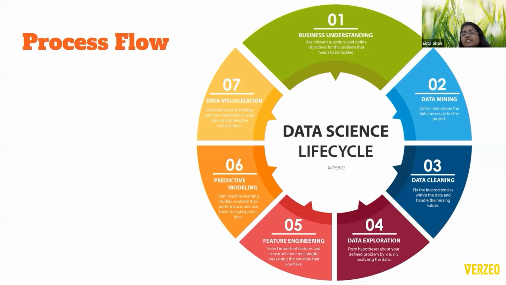Next up, as a step, is data mining. So gather and scrape the data necessary for the project. Our state level websites contain some information on the annual rainfall, annual weather, etc. So you can fetch this data from your government websites and use that in the entire prediction that you're working on. Next is data cleaning.